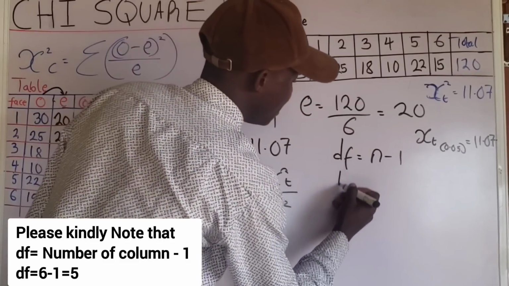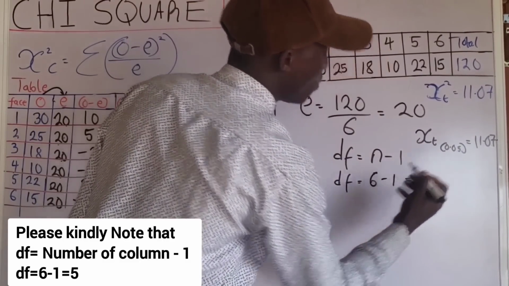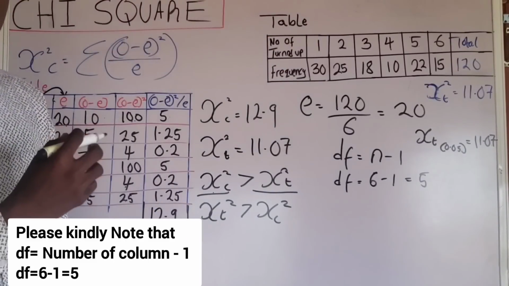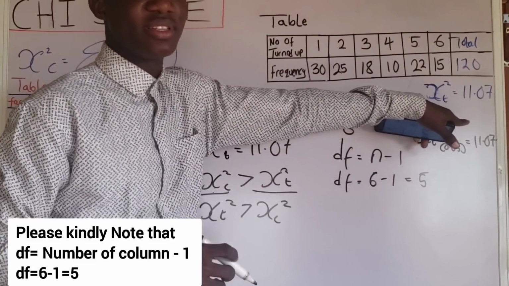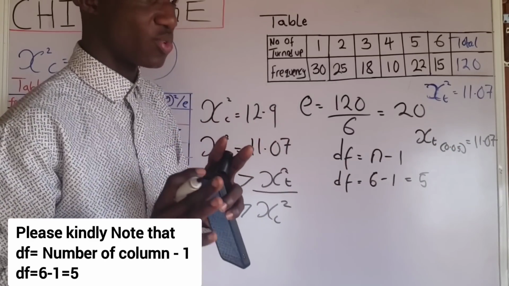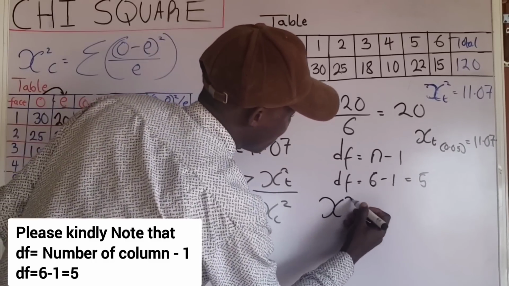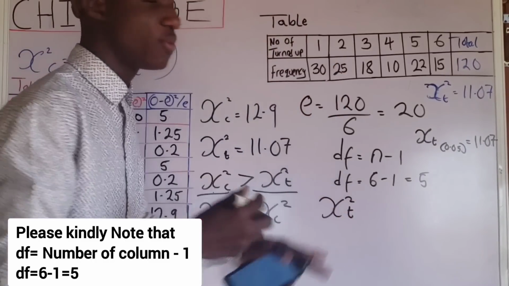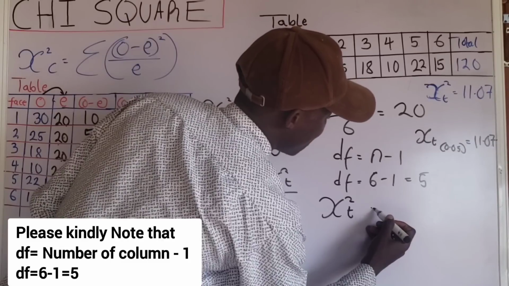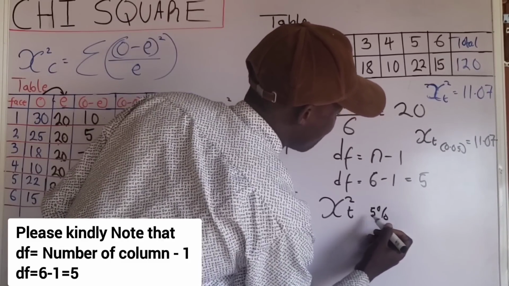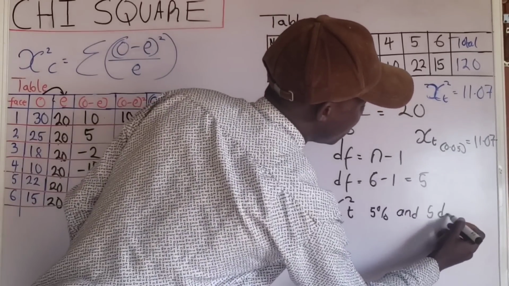So here the degree of freedom will be what? 6 minus 1, which is 5. So the degree of freedom is 5. Now, the critical value that we are given, please just pay attention, is at the 5% level of significance and 5 degrees of freedom.